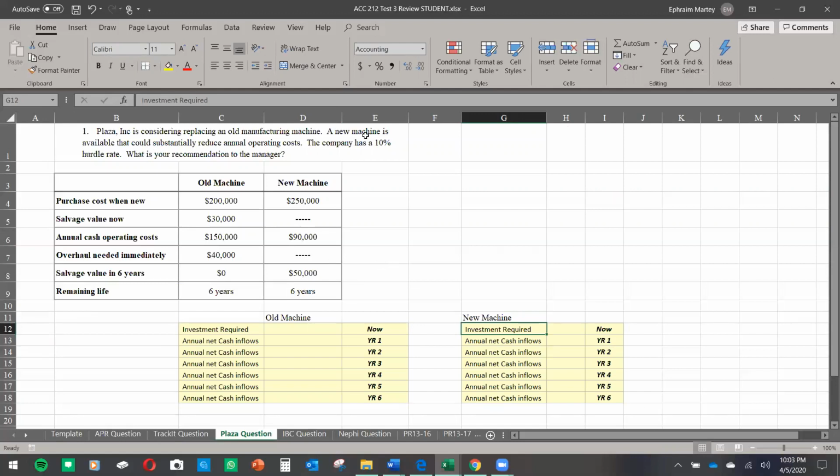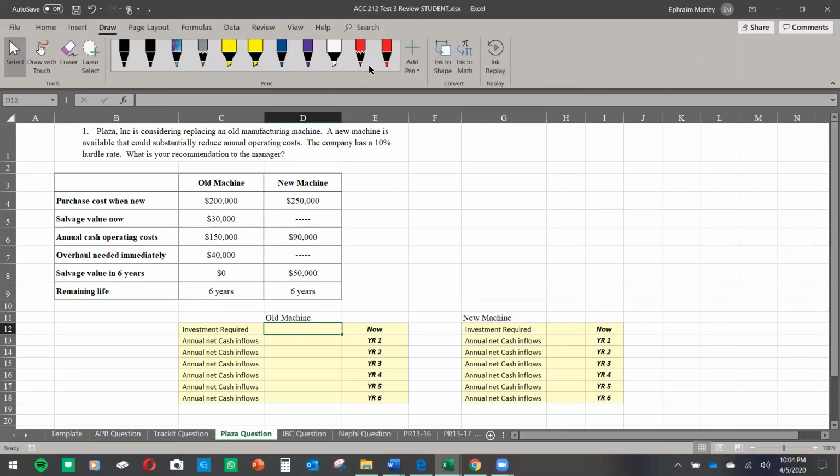Considering a new machine is available that will substantially reduce the operating cost, and the company has a 10% hurdle rate, what's your recommendation? We know that if we keep the old machine, what investment do we have to make right now? As you can see, the investment we have to make if we keep the old machine is an overhaul of 40,000.